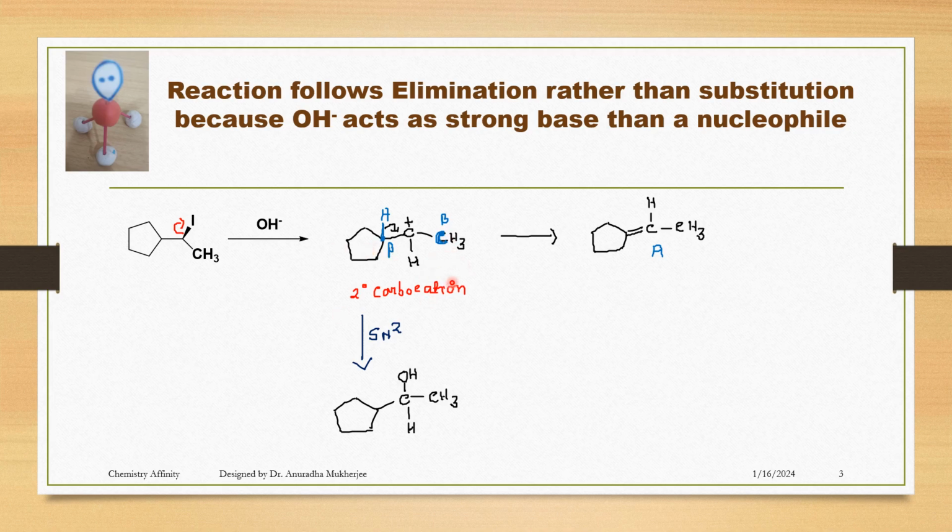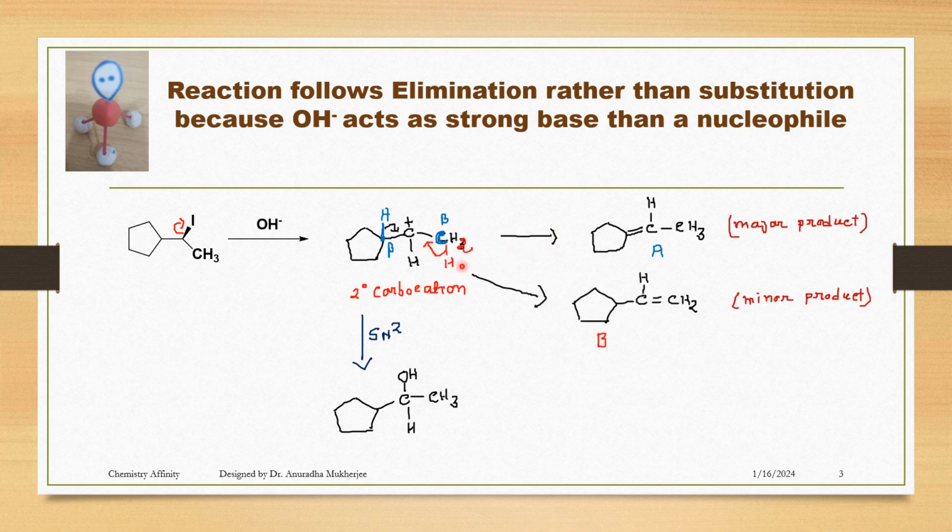Now in this 2-degree carbocation there are two types of beta carbons, and beta carbons contain beta hydrogens. When the left hand side beta hydrogen elimination takes place we get compound A, and when the right hand side beta hydrogen elimination takes place we get the second alkene compound, that is B. Now here we have written compound A is a major product and compound B is a minor product.